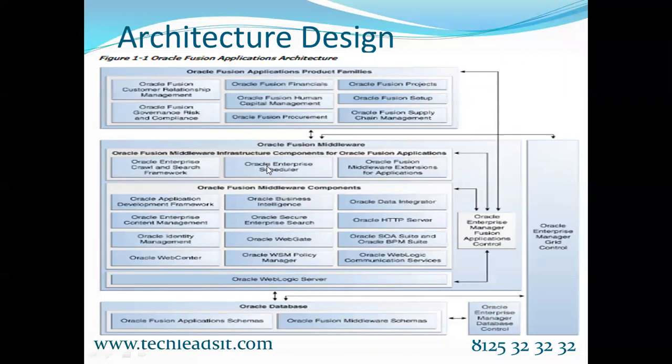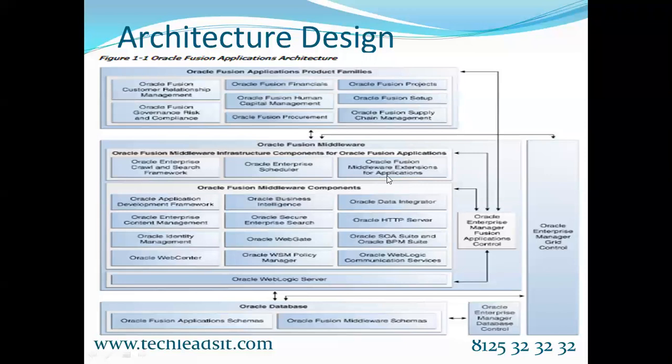Oracle Enterprise Scheduler is one of the infrastructure components for these applications. In R12, as you know, we are very familiar with concurrent programs, requests, and request sets. In the same way here, Oracle Enterprise Scheduler provides jobs, job sets, and ESS jobs. That information is maintained in the Enterprise Scheduler: how a job is scheduled, whether on an ad hoc basis or on-demand basis. All of that is completely maintained by Oracle Enterprise Scheduler.